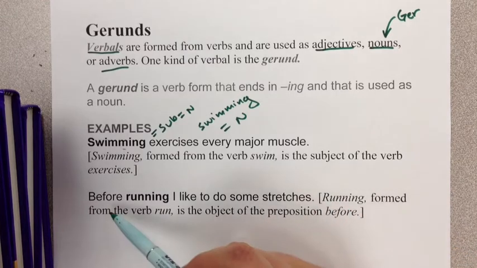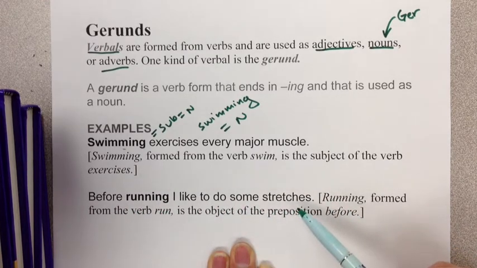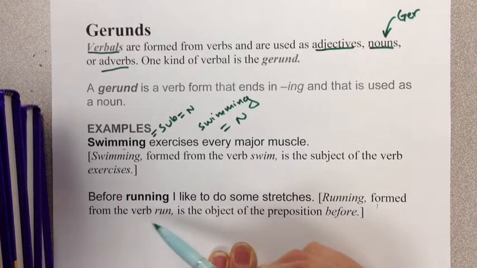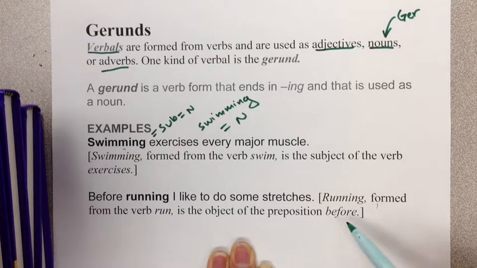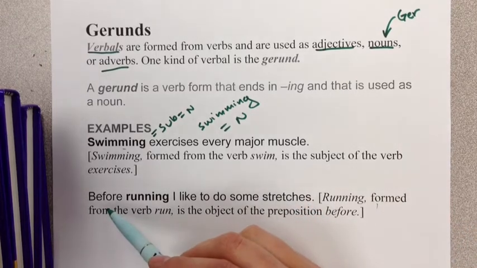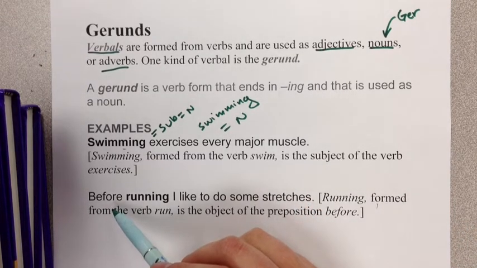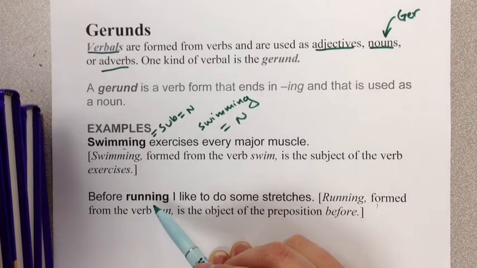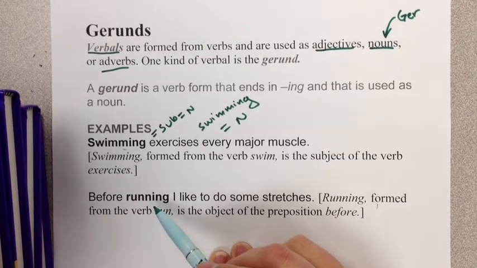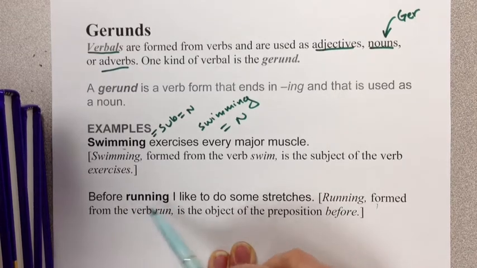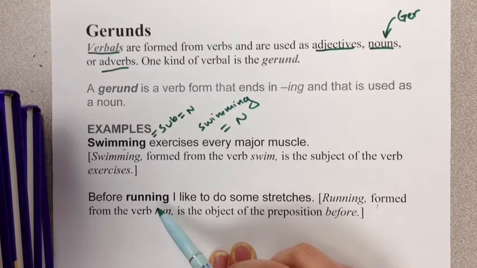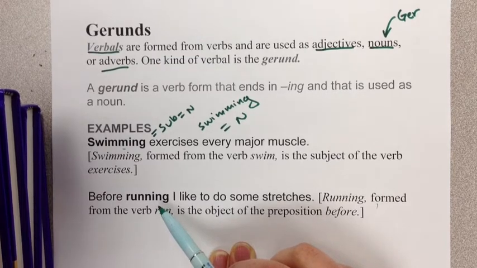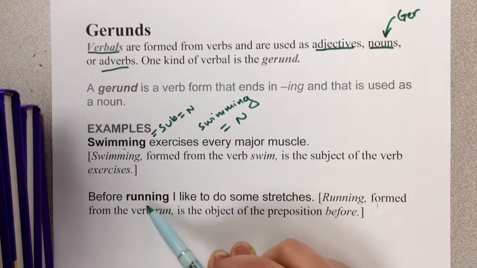And here's another one. Before running, I like to do some stretches. Running, formed by the verb run, is the object of the preposition before. Objects of prepositions are words that come after prepositions. Before is a preposition. The only thing that can follow a preposition is an object of that preposition, and all objects of prepositions are nouns. Thus, this instance of the word running is a noun. And ing verbs, verbs with ing at the end, used as nouns, are gerunds. So running is our gerund.